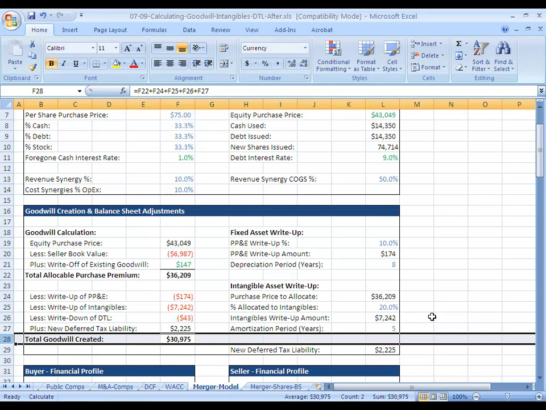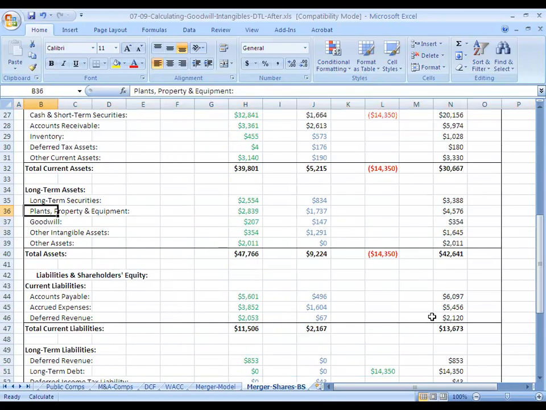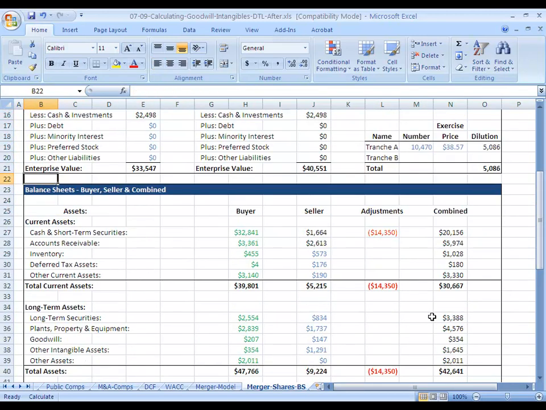Coming up in the next lesson, we're going to look at how we actually go about adjusting the company's balance sheets. So we're going to go back to our combined balance sheets here, and we'll see how we actually get into the business of adjusting and taking into account all these new items that we've just created.